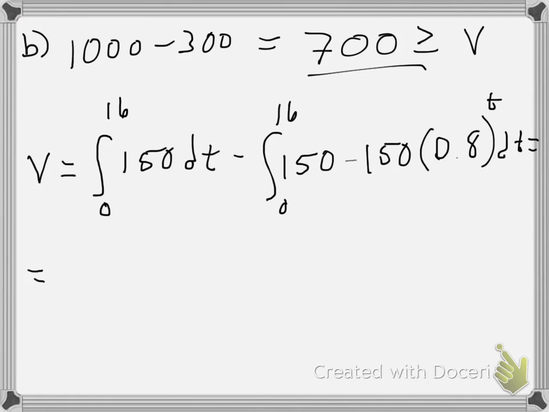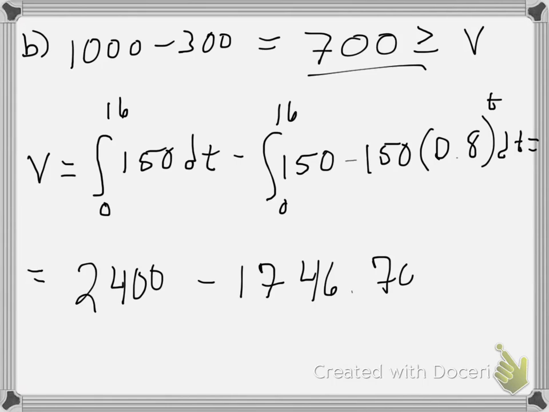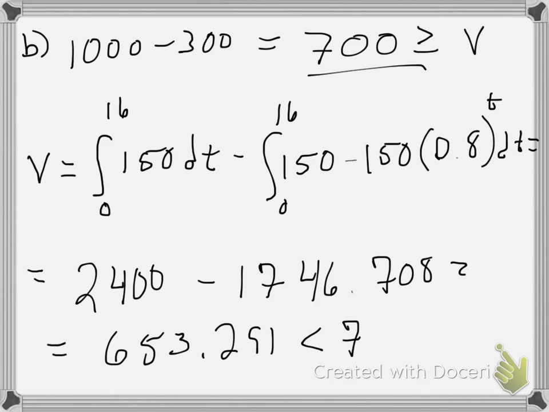And when I do that, I get 2,400 gallons flowing in and 1,746.708 gallons flowing out. And that gives me a net change of 653.291, which is less than 700. So therefore, she's okay. Doesn't need to drive back in. Alright, that was number 4.